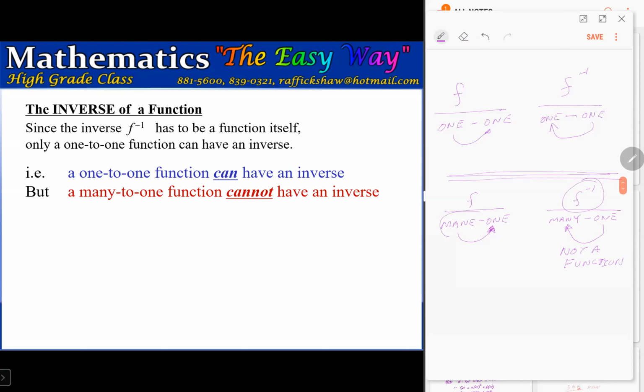And that is why we say a many-to-one function cannot have an inverse, because if you reverse the mapping, you're getting one-to-many. And a one-to-many relation is not a function. This up here is good, and this is good. Down here, it's spoiled because the relation becomes a one-to-many.